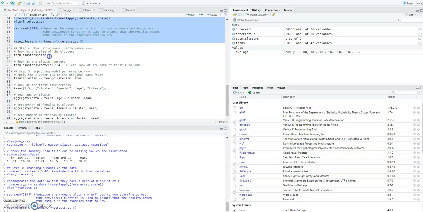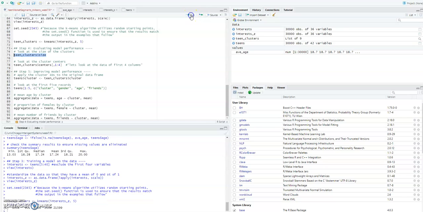So now that I've done that, let's take a look at the cluster size. We see that for the first cluster there are 1038 data points, 601 for the second, 4066 for the third, 2696 for the fourth, and 21599 for the fifth.